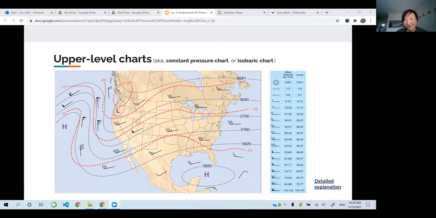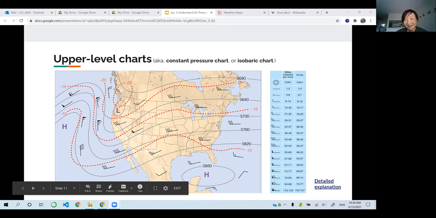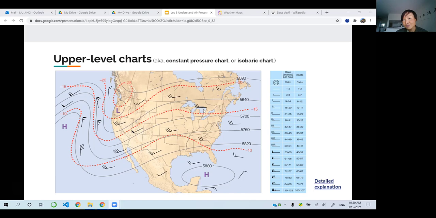Also, in addition to those elevations, you also have the temperature at that level. But you also have the wind, indicated by those symbols. Based on how they look, you can calculate the wind speed. If you have a shorter bar, that is 5 miles per hour or knots. Knots is a standard unit for wind speed. And this long bar means 10. So if you have them together, 5 plus 10, you have 15.